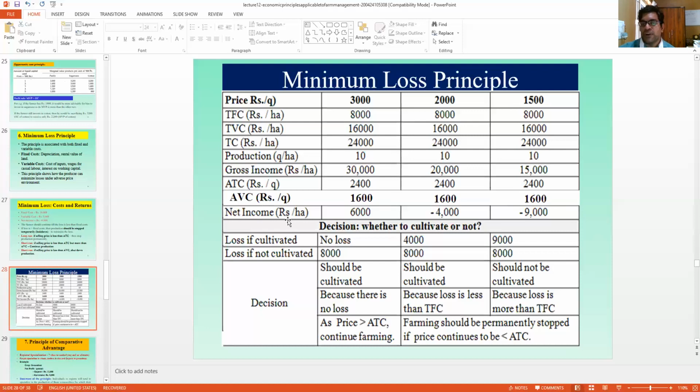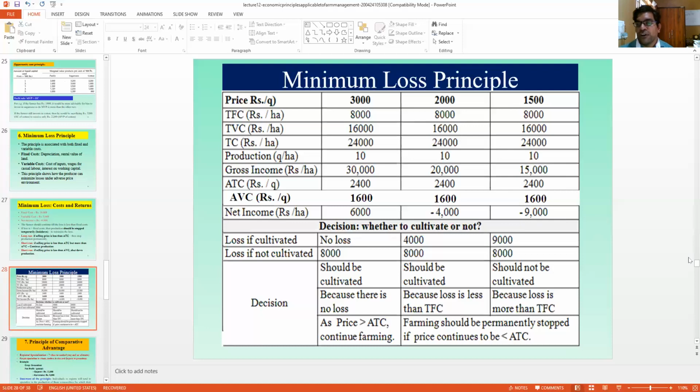Now coming to net income. What is net income? The gross income, 30,000 rupees, minus the total cost of production. So in the first case, net income is 6,000 rupees. Second is minus 4,000. How come? Because the gross income is 20,000 rupees, but the total cost happens to be 24,000 rupees. So minus 4,000 rupees is the net income. Then we have minus 9,000 rupees. How come? The gross income comes to 15,000 rupees, whereas total cost is 24,000 rupees, so minus 9,000.